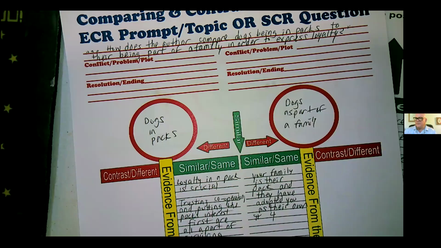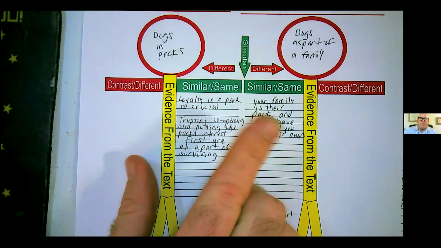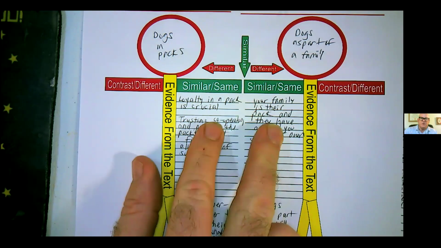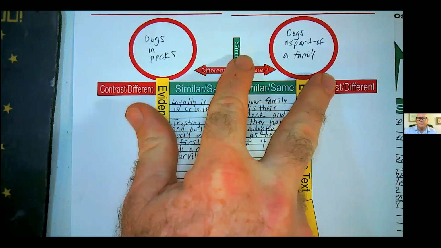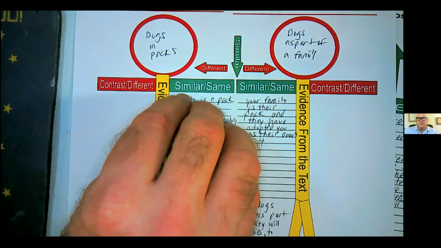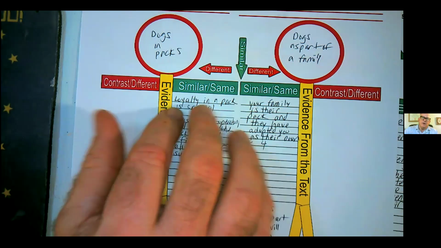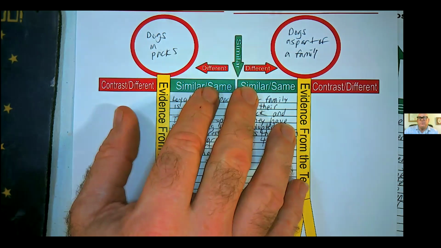Okay, so that's my evidence, and because the question asks about two different aspects of dogs, in this case you would need two different pieces of evidence. Now, it came up in a question today from one of you in our group.